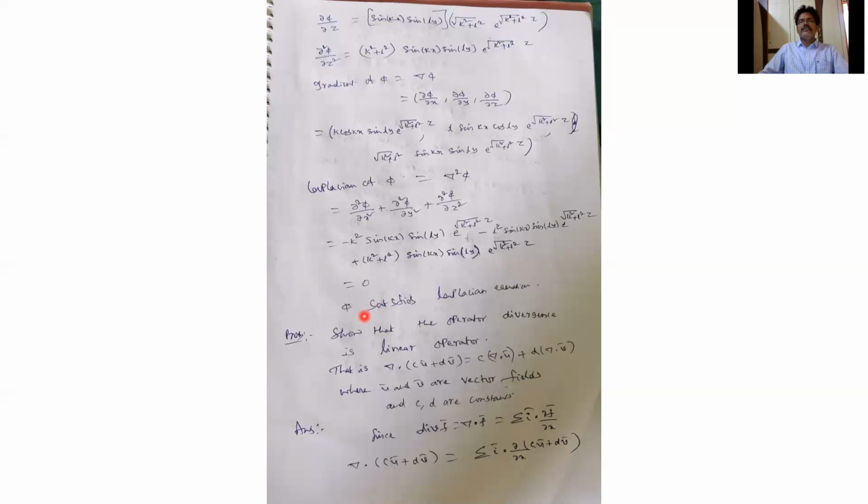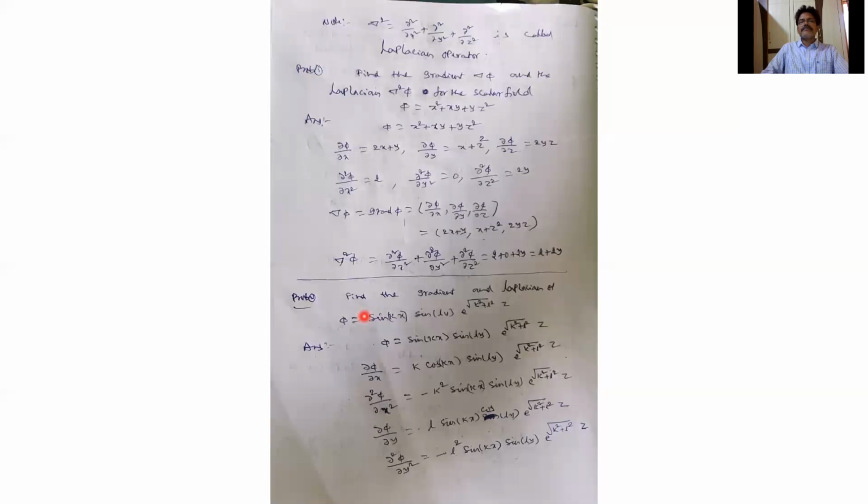So finally, del square phi, the Laplacian of phi, is del dot del phi, that is ∂²φ/∂x² plus ∂²φ/∂y² plus ∂²φ/∂z².